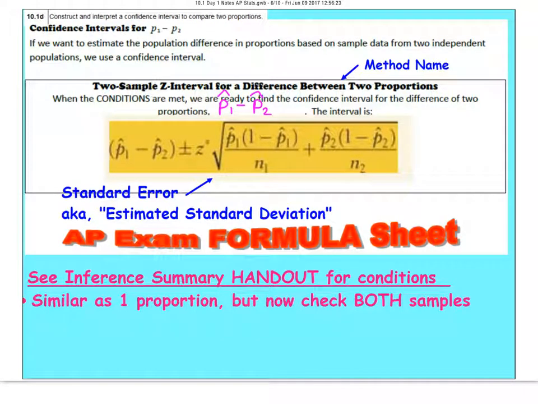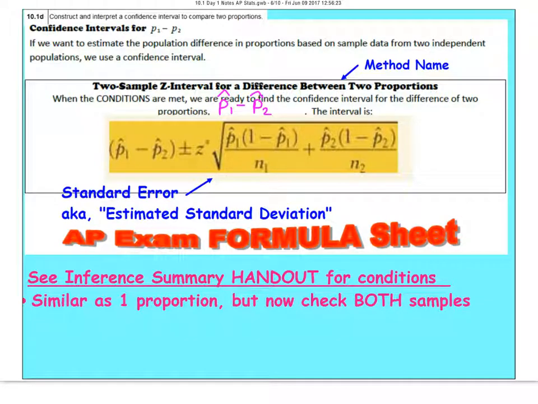In 10.1d, we're going to construct and interpret confidence intervals to compare two proportions. Very similar to a single proportion, we can find what's called the two-sample z-interval for the difference between two proportions. That is the method name that you can list as you do your state, plan, do, and conclude.